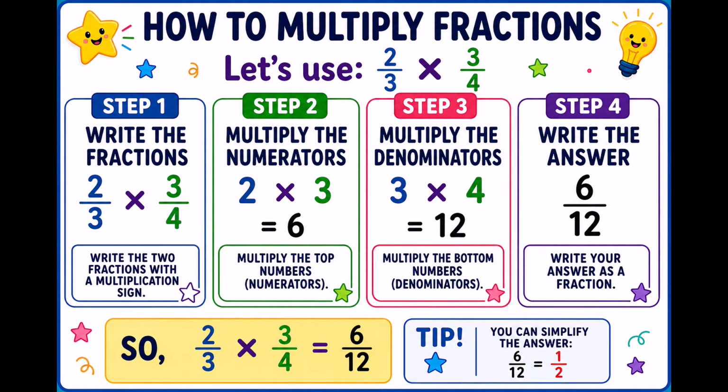Step 4, write your answer as a fraction. So our answer is 6/12. 6 over 12. Now, let's check if the fraction can be simplified. So both 6 and 12 can be divided by 6. Let's break that down. 6 divided by 6 gives us 1. 12 divided by 6 gives us 2. So in other words, the fraction 6/12 gives us half. It gives us 1 over 2.